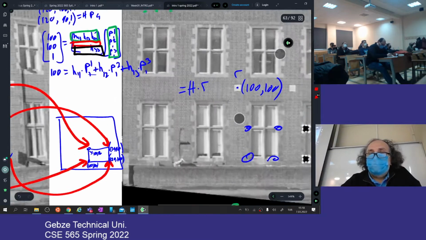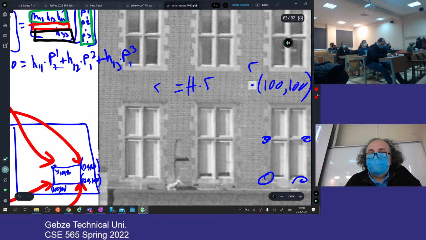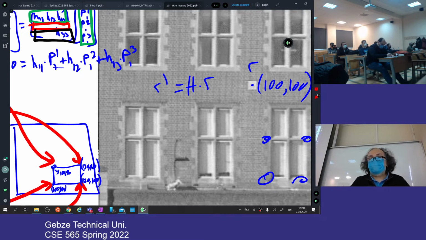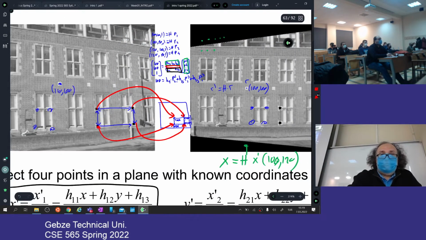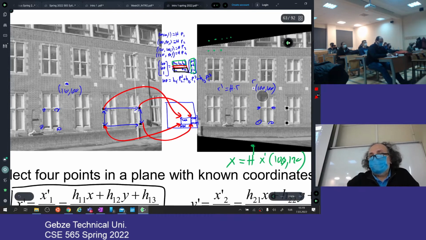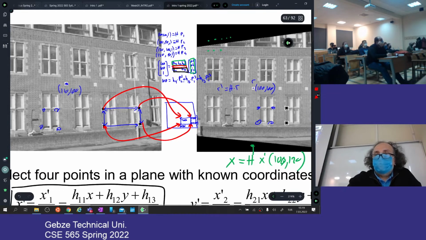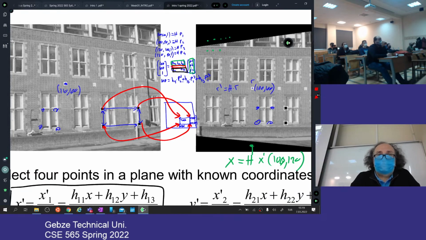So if I multiply this R with H, I should get this R prime. Of course, these all should be in homogeneous coordinates, okay? So this is how I do it. I multiply the position of this R prime with H minus 1. I get 100 by 100. Whatever this pixel value is, I put it in there. But how about these places, these black positions? Why couldn't I put anything?